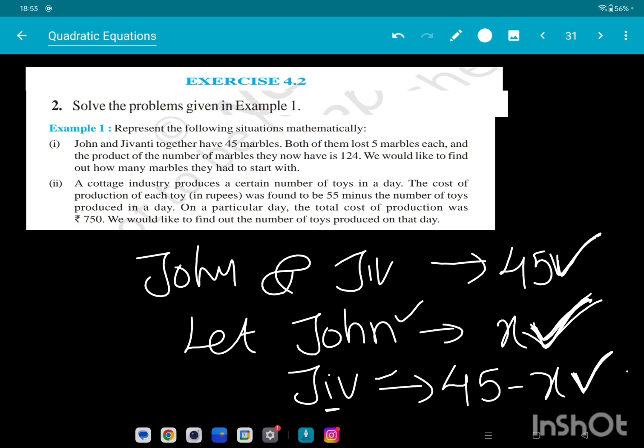The cost of production of each toy was found to be 55 minus the number of toys produced in a day. So the cost is equal to 55 minus the number of toys produced on that day, which means, on a particular day the total cost of production was 750. We would like to find out the number of toys produced on that day.